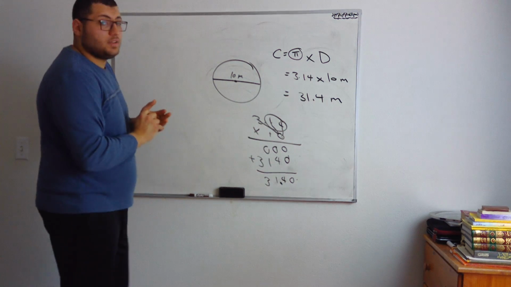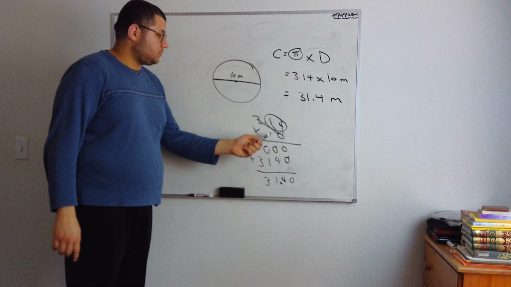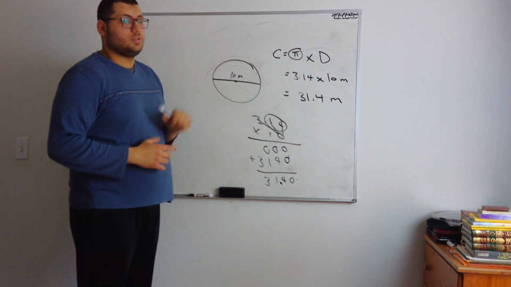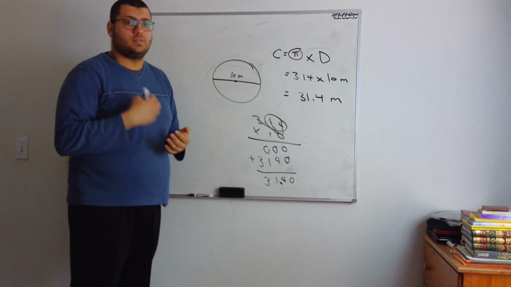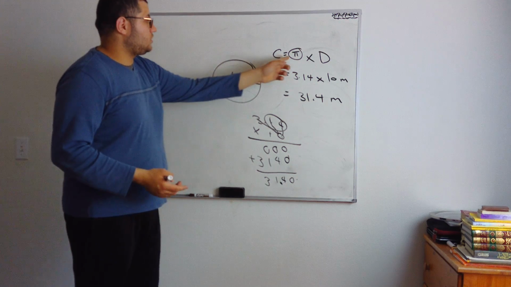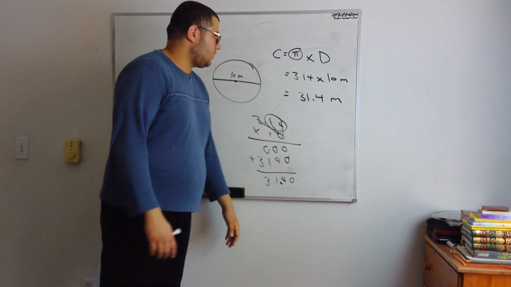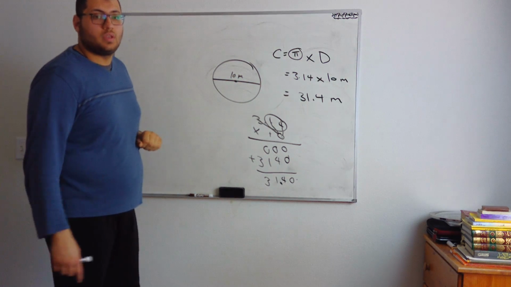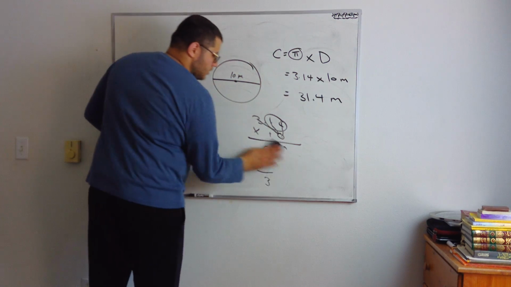Okay? If you haven't practiced how to multiply a decimal by a whole number, you need to go back and practice that before you do the circumference, if you're not allowed to use a calculator. If you're allowed to use a calculator, then you just take pi, 3.14, times the diameter, which is the line going through the middle of the circle. Okay?